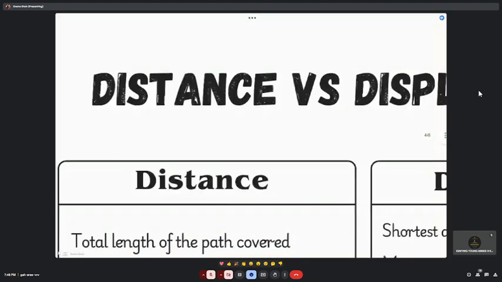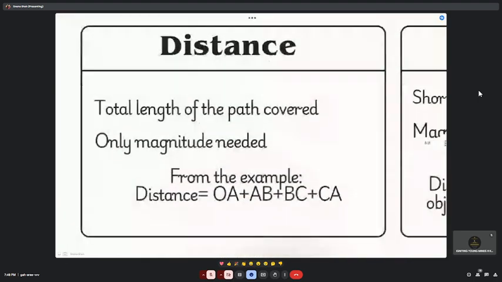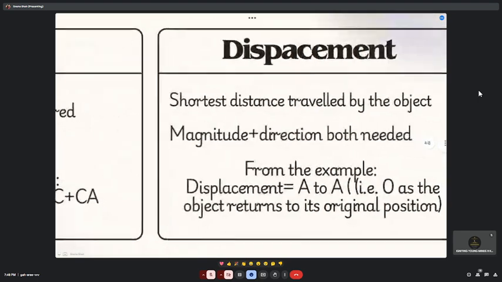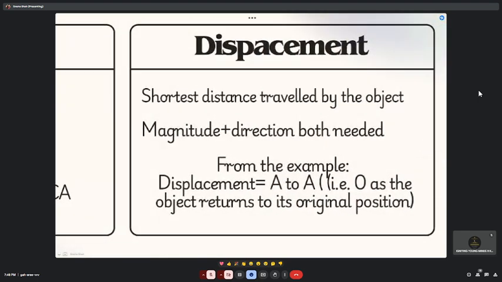So, what is distance? Distance is the total length of the path covered, where only the magnitude of the distance is needed. The magnitude of the length is needed. What do you understand by magnitude? It is the numerical value. Okay. So from the example, distance is OA plus AB plus BC plus CA. What is displacement then? It is the shortest distance traveled by the object. This is the perfect definition of displacement.